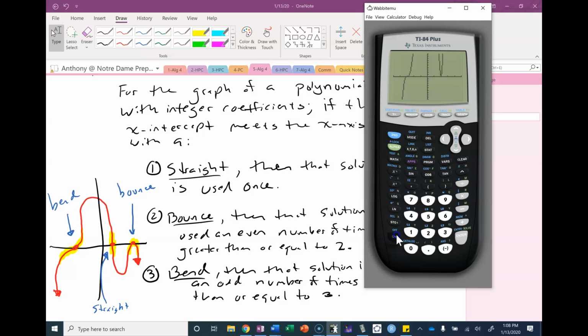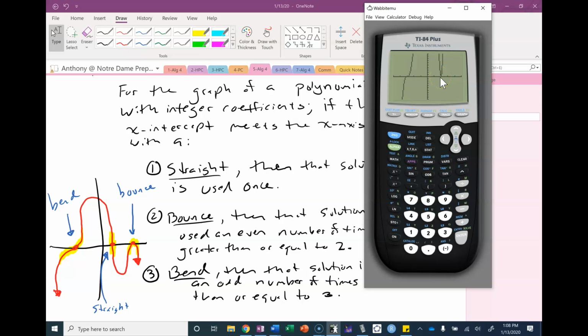So let's just go back and look at the graph that we saw earlier. This was for problem 4 from the homework. Look here at this x-intercept at -3. This is a bend, isn't it? How many times did -3 get used in our solution? 3 times.